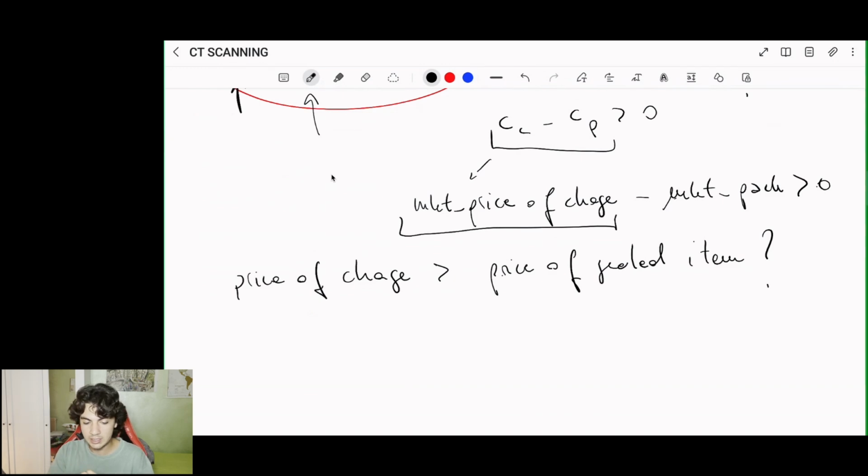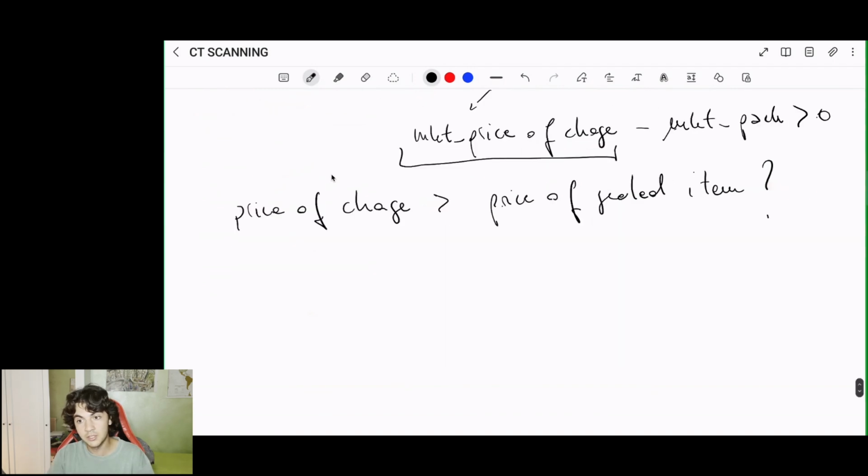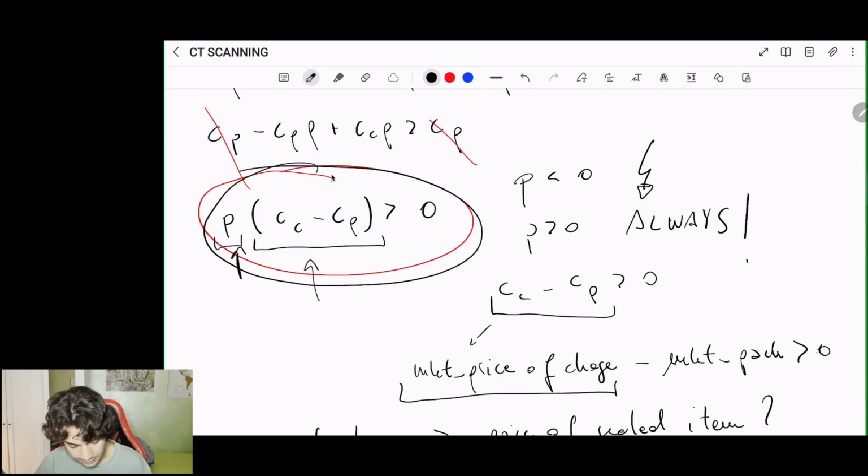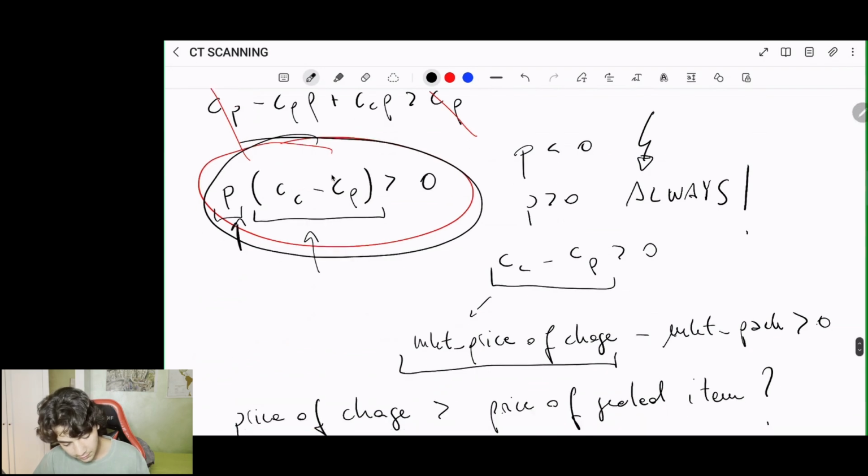We said scanning makes sense only when the price of a chase is higher than the price of a sealed item. So when does that, based on our assumption, when is that true? Always. So in conclusion, that's when you make money, when the price of scanning is 0. Only when P is positive and this difference here is positive. When does that happen? Always. So if the price of scanning is 0, you're always making money with our assumption.